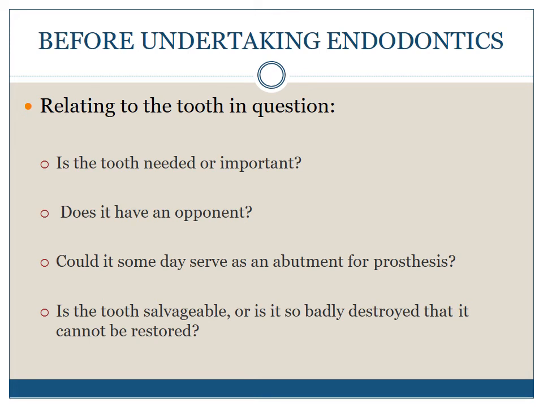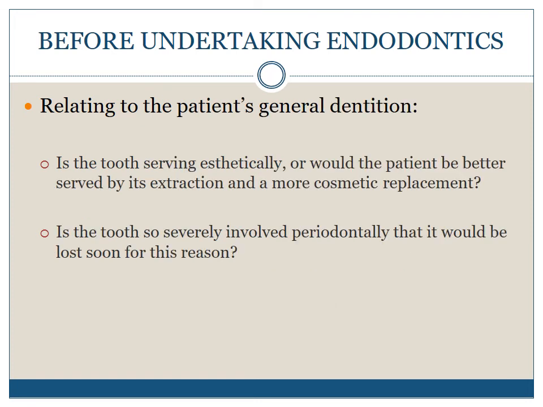Before starting the root canal treatment, certain questions must be asked. Is the tooth needed or important? Does it have an opposing tooth? Could it someday serve as an abutment for prosthesis? Is the tooth salvageable, or is it so badly destroyed that it has to be extracted? In relation to the patient's general dentition, these questions must be answered by the treating personnel. Is the tooth in question serving aesthetically, or would it be better if the patient had it extracted and looked for another cosmetic option? If the tooth in concern is severely involved periodontally, it is a complete waste to do the root canal for that particular tooth.